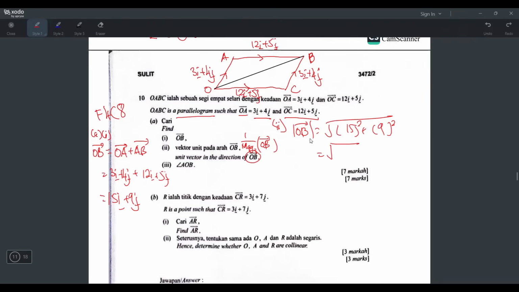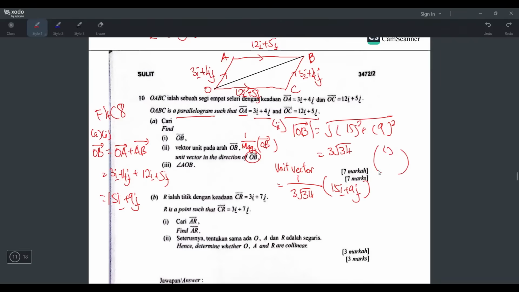This one you can use your calculator. If you use the 570EX calculator, it will simplify the surd for you. So you get 3 square root 34. That's the magnitude. Always simplify the surd. After you're done with this, now you can find the unit vector. So I'll just write here, unit vector equals, use this formula, 1 over magnitude, which is 1 over 3 square root 34. But you have to multiply with the vector OB in terms of ij, so this is 15i plus 9j. Of course, you can also write bracket 15, 9 like that. Same thing.